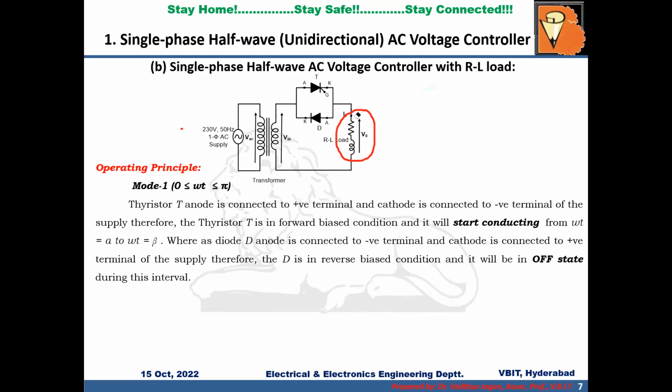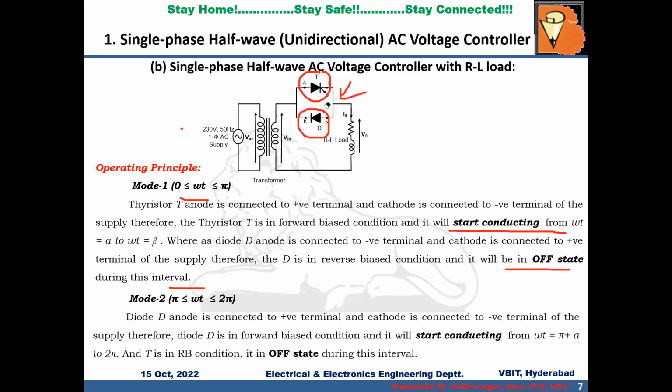So as I have explained just now, during the positive half cycle, T1 thyristor will be in forward bias condition, whereas the diode will be in reverse bias condition. That is why the diode will be in off state, whereas the thyristor will be in conduction state whenever you apply the triggering pulse. So at omega t equal to alpha, I have given a triggering pulse to thyristor T, which will make the thyristor turn on, right? And during the negative half cycle, as we have discussed already, the diode will be in forward bias condition and it will go to on state directly from pi to 2 pi because it is an uncontrolled device. And the thyristor will be in reverse bias condition, so it will go to off state, right?